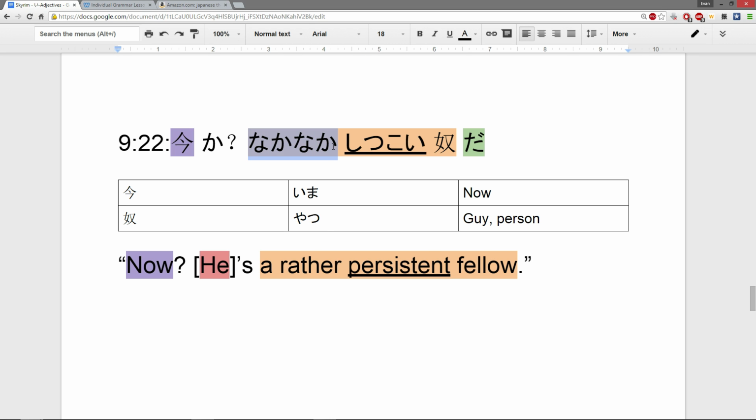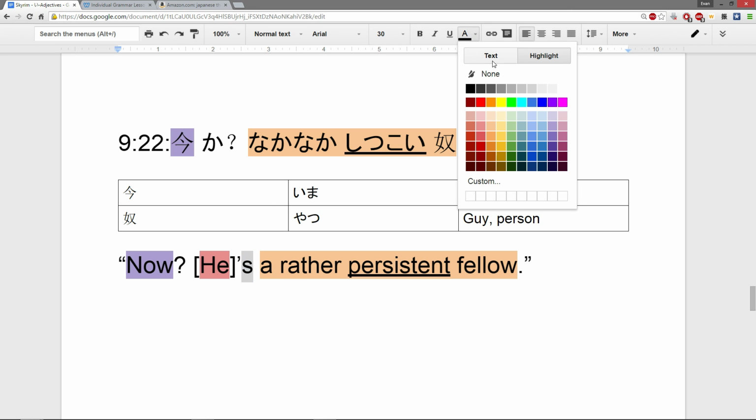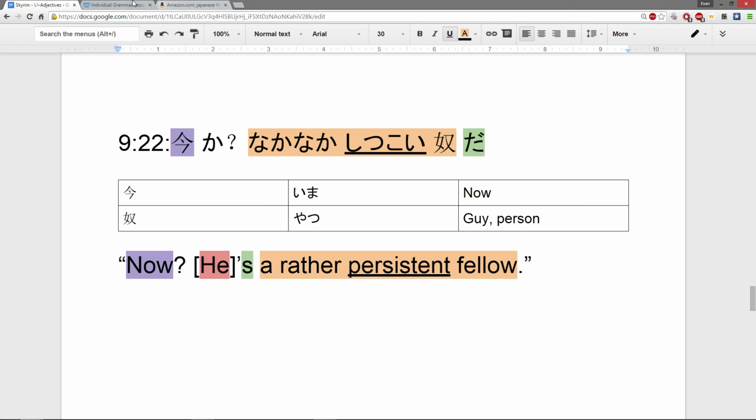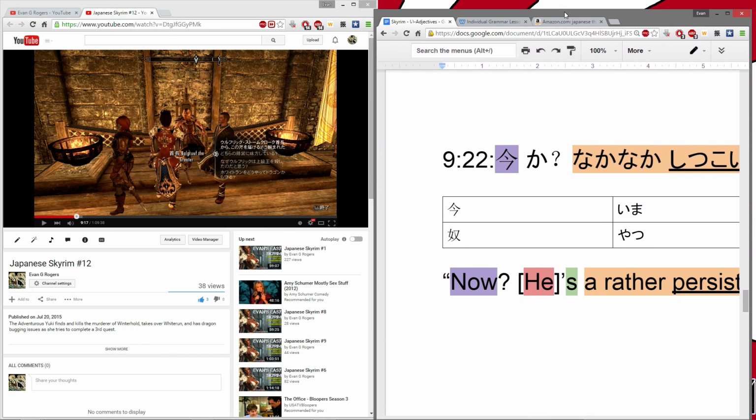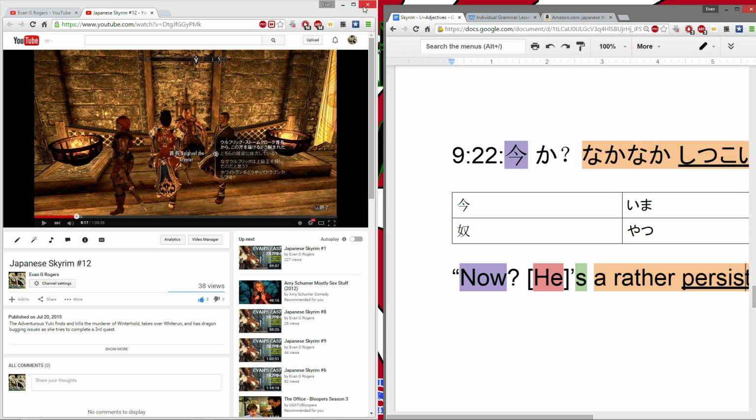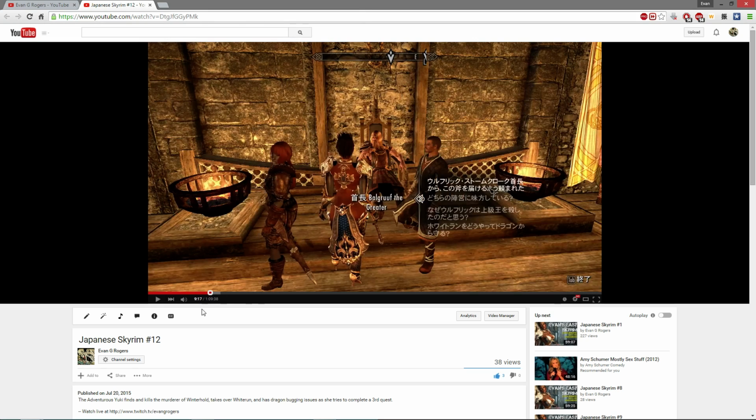This is sort of an emphasis. Da is... sorry, that should be the color green. Alright, I think I already translated that, so let's go ahead and listen for it. Ima ka nakanaka shitsukoi yatsu da na. Or something like that. Get ready for it.